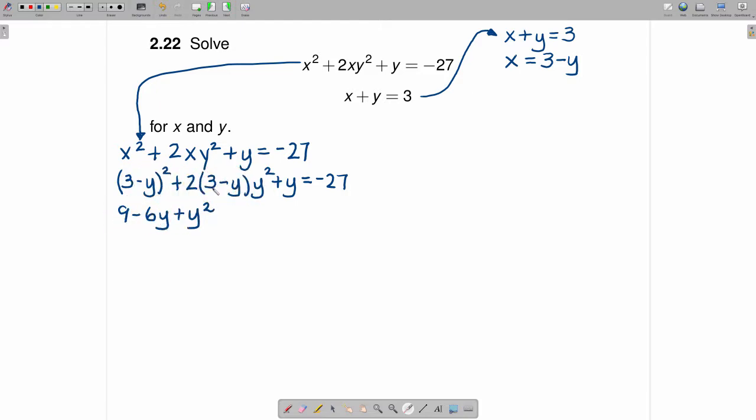Now this term right here, we have 2 times 3 times y squared, so that is going to be plus 6y squared. And then for the next term, we have 2 times minus y times y squared, and that is going to be negative 2y cubed plus y is equal to negative 27.